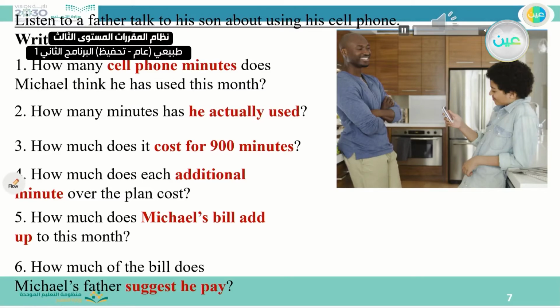5. Listening. Listen to a father talk to his son about using his cell phone. Write the numbers.